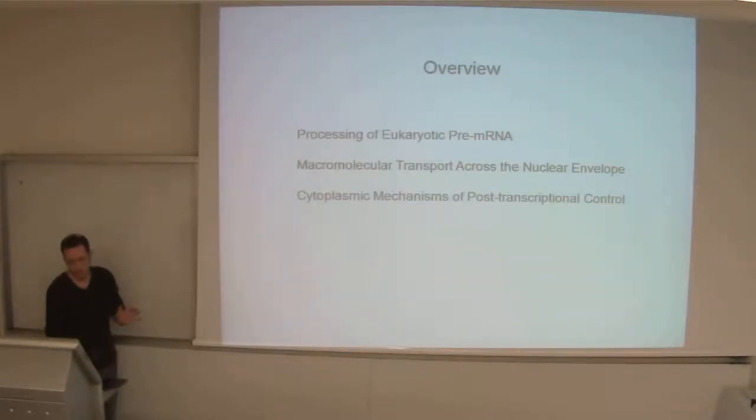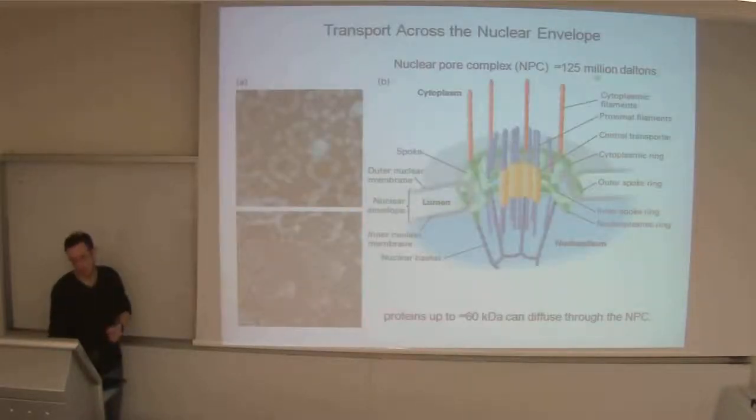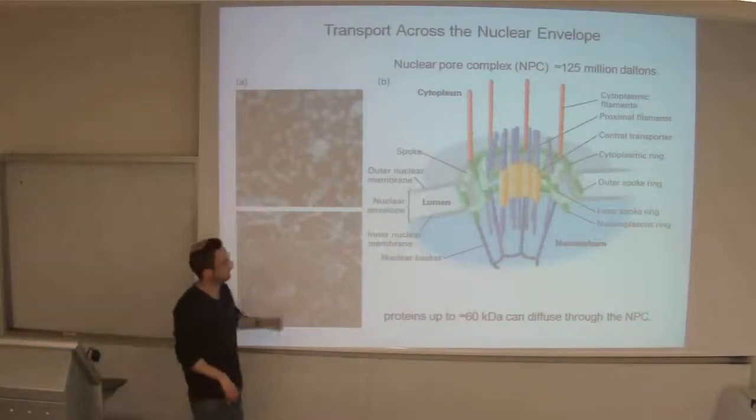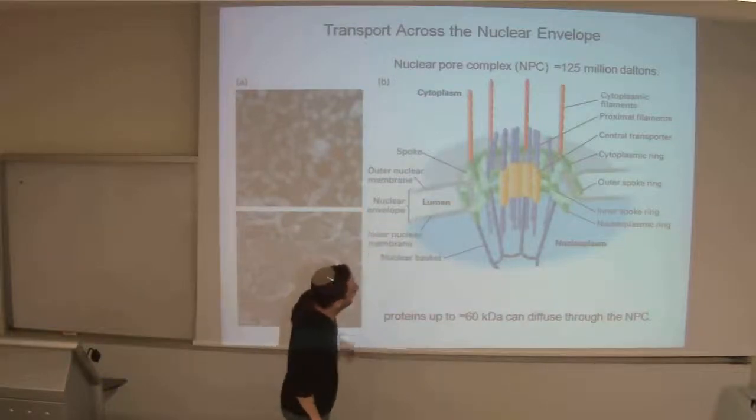So these were things that happen in the nucleus. And now the mRNA has to be translocated to the cytosol to be translated to proteins. And the gate through which the mRNA passes is the nuclear pore complex, which sits on the nuclear envelope.